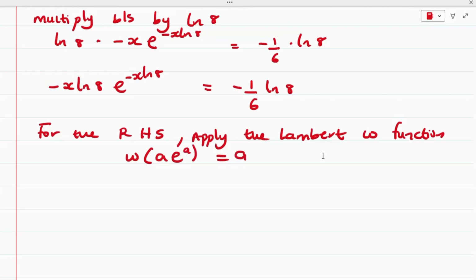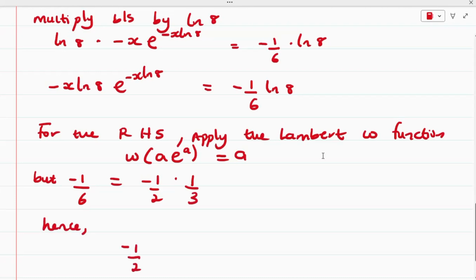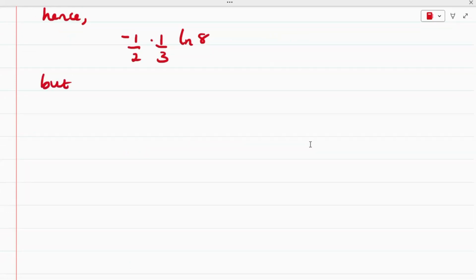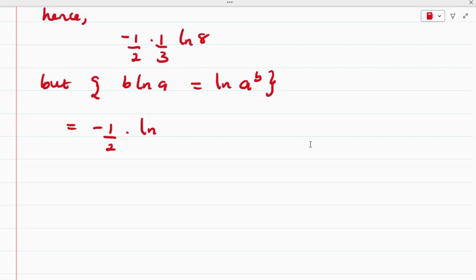So from the right hand side of the equation, we want to simply note that we can easily write minus 1 over 6 to be equal to minus 1 over 2 multiply 1 over 3. Hence, the right hand side of the equation becomes minus 1 over 2 multiply 1 over 3 ln of 8. But from the logarithmic property, we have that b ln of a is equal to ln of a raised to the power of b. So applying this property, this becomes minus 1 over 2 multiply ln of 8 raised to the power of 1 over 3.